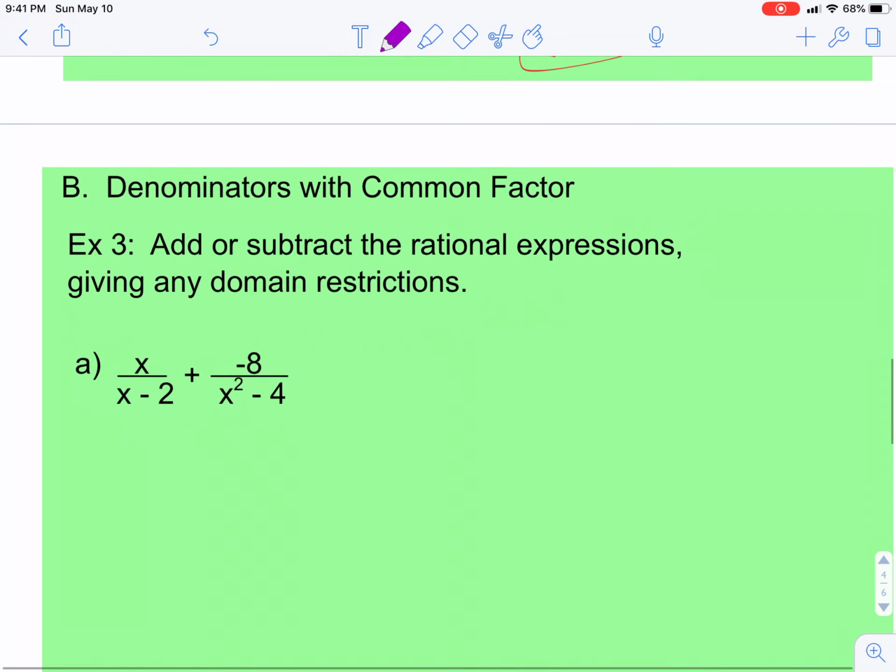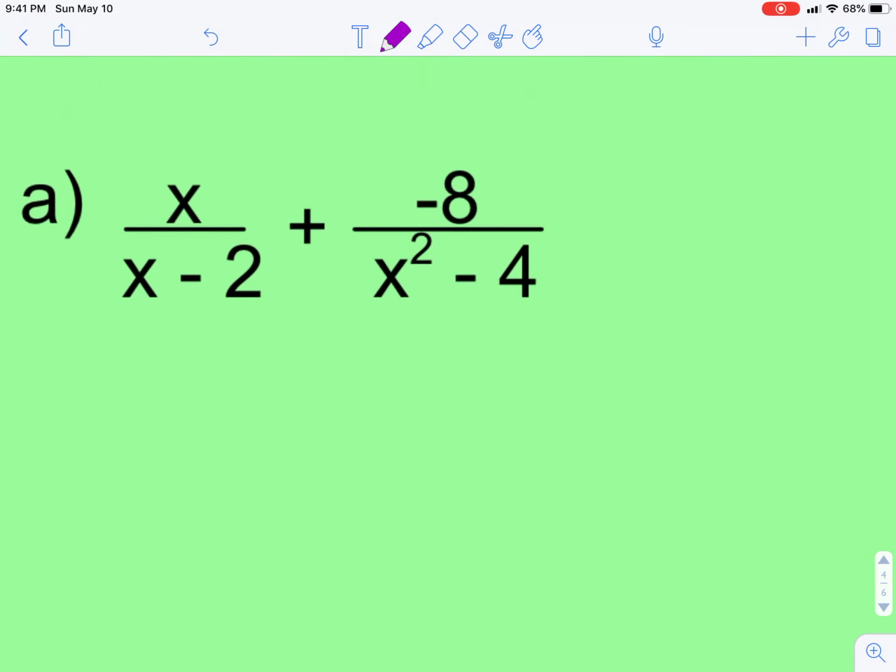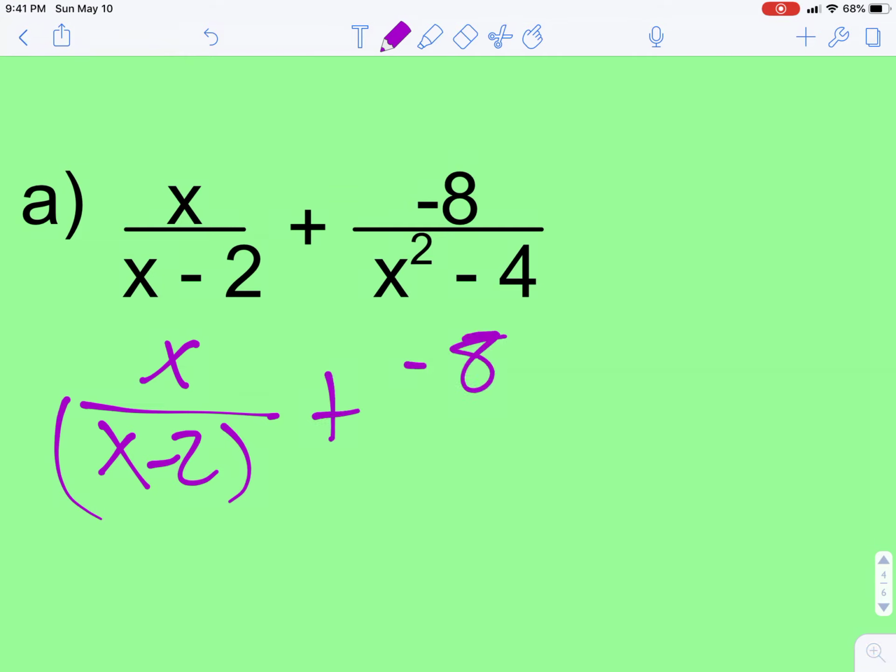Okay, how is this going to look now if we don't have common denominators? So the one thing you want to do is make sure you factor the bottom, because we're going to find out what factors are missing and then use that.